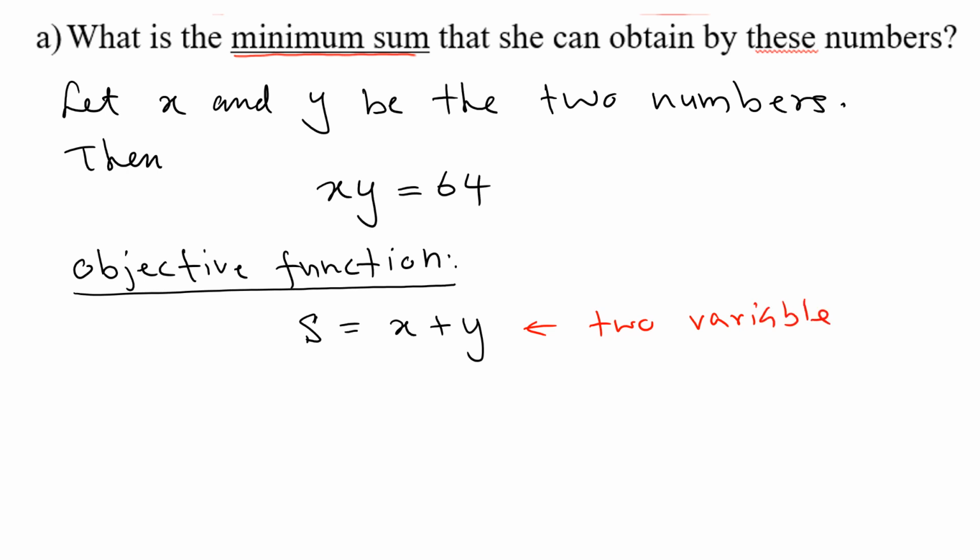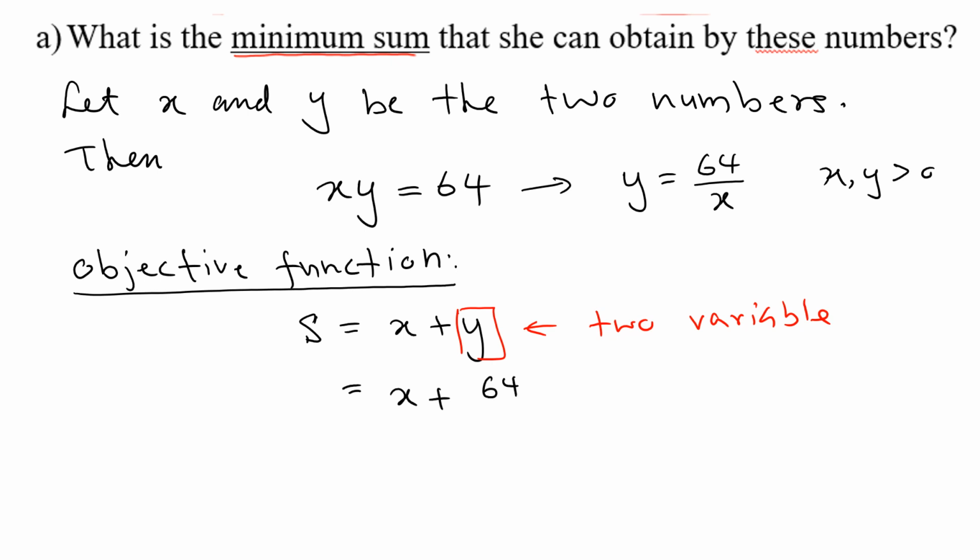So what we can do is remove one variable. Let's try to remove y. To do that, we go back and solve for y. If you divide both sides by x, you can write y as 64 over x. There are no division by 0 situations, because x and y are both positive. Now we can substitute that here, so s equals x plus 64 divided by x.